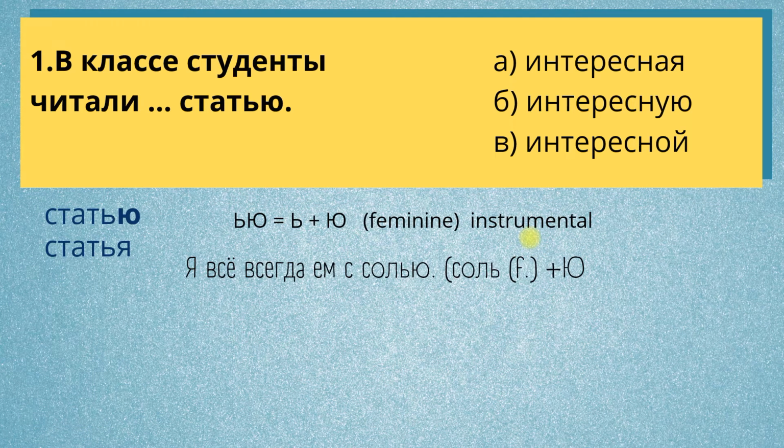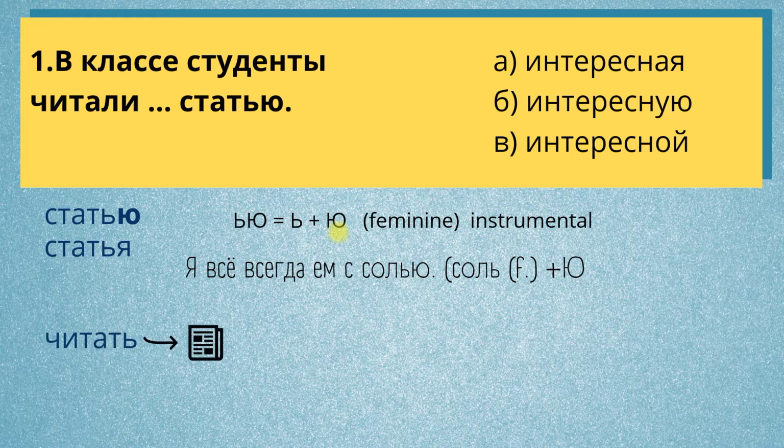Like here. Я все всегда ем с солью. С definitely means here instrumental case, соль is feminine, and you put "you". So don't forget this soft sign for only feminine nouns. For instrumental case you put "you" ending. But then we analyze the situation actually.